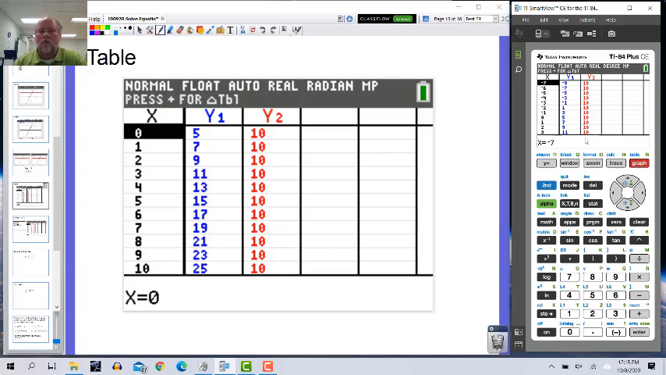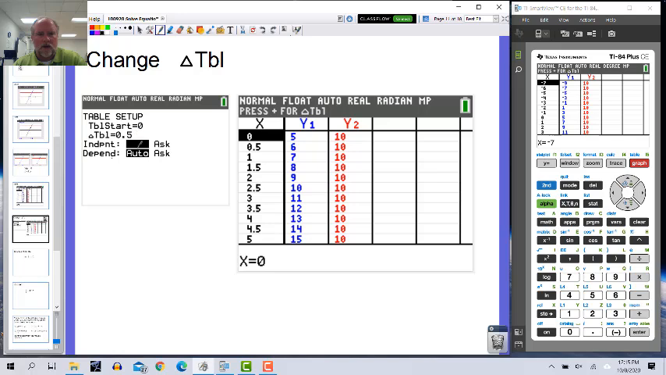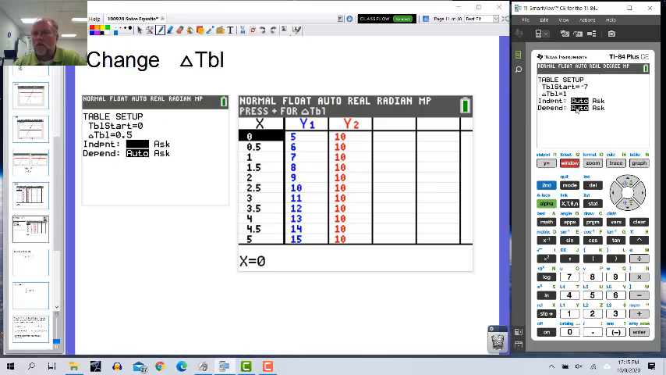Now your table may start in a different spot, and that's okay. Mine started at -7, but on my image right here, it started at 0. Yours may start who knows where. Hopefully it starts around 0. To fix that, if you needed to, right above the window there's something called table set. And that's this one right here. So we can hit second, window to get table set.